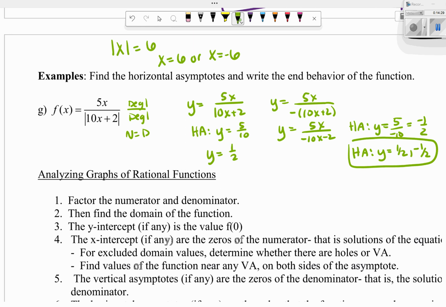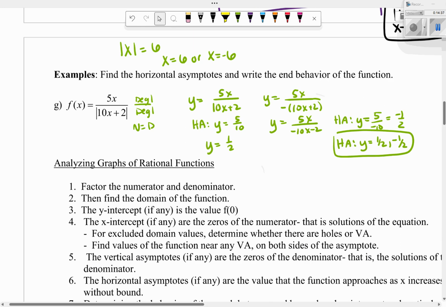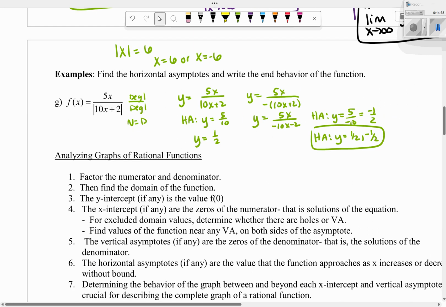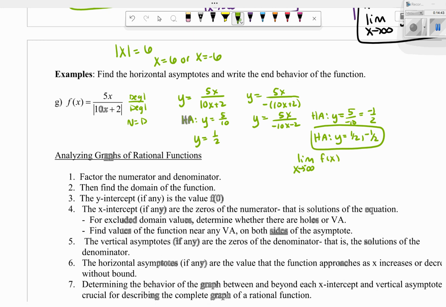So then how do we tell the end behavior for this one? The positive answer is to the right and the negative answer is going to be to the left. So this would be the limit as x approaches negative infinity first for f of x is going towards -1/2, and the limit as x approaches infinity for f of x goes to +1/2. So let's actually look at the graph for this.